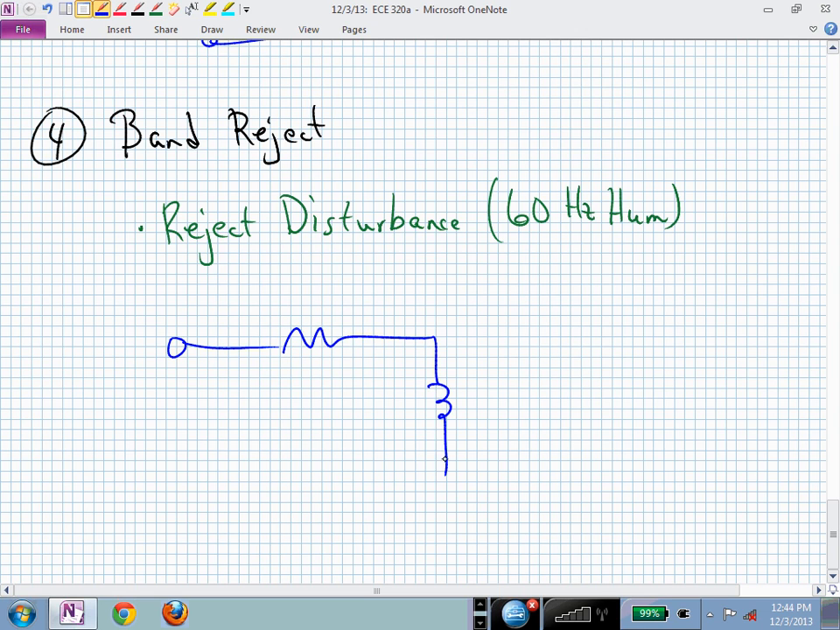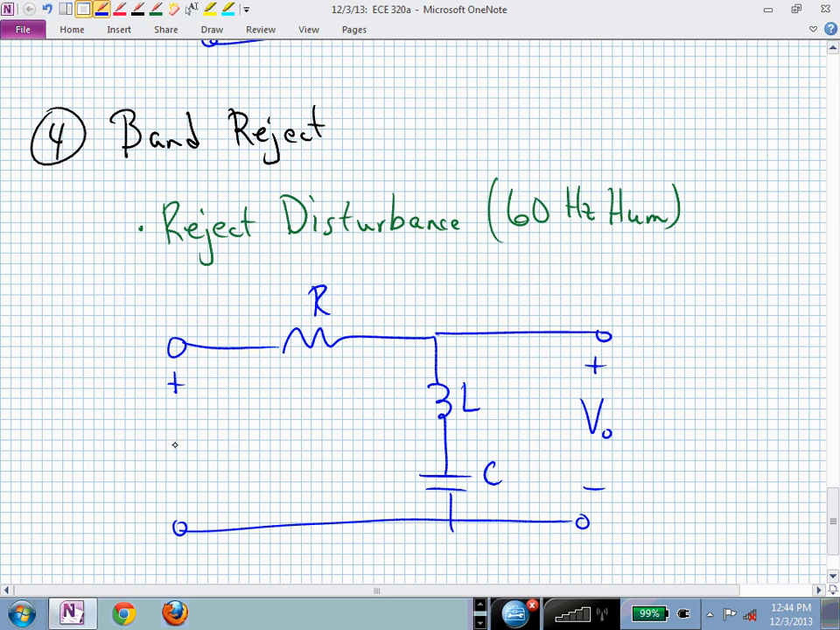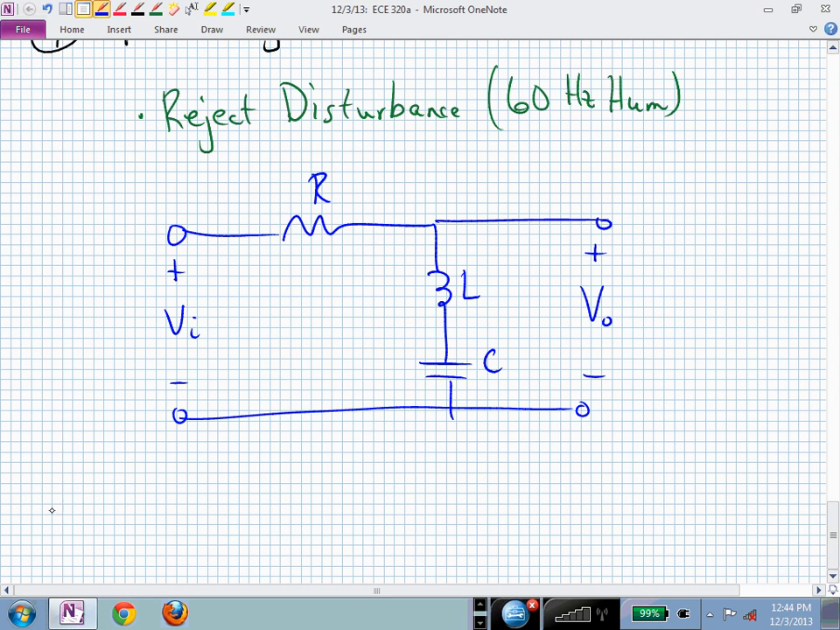and now you could almost anticipate what this looks like. This looks like sort of just the opposite of what we had for the band pass. Now we're measuring our output across the 2 energy storage elements, and we're putting the input in across all 3. And that now gives us a way to realize a band reject filter.